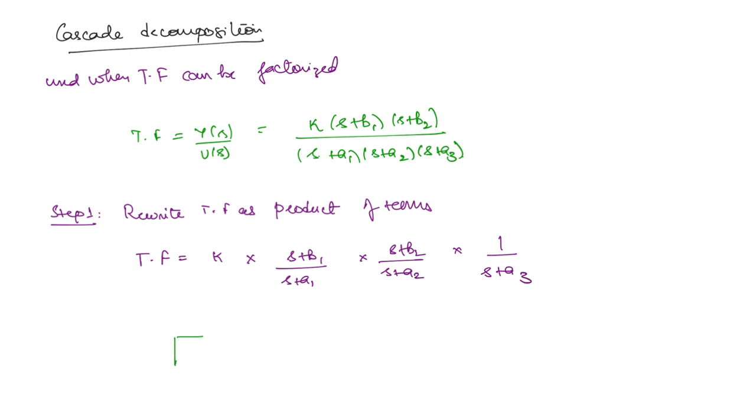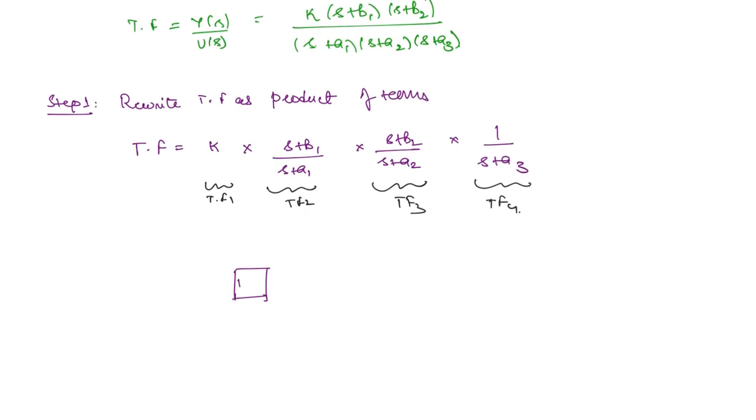Now we know that whenever you have cascaded transfer functions, let us say g1 and g2, then the transfer function will be g1 into g2. Similarly, here you have a product of different transfer functions. So you can consider this to be transfer function 1, this transfer function 2, this transfer function 3, and this transfer function 4. Then you can draw all of these blocks in cascade: transfer function 1, 2, 3, and finally 4. Here you will have the output and here you will have the input.